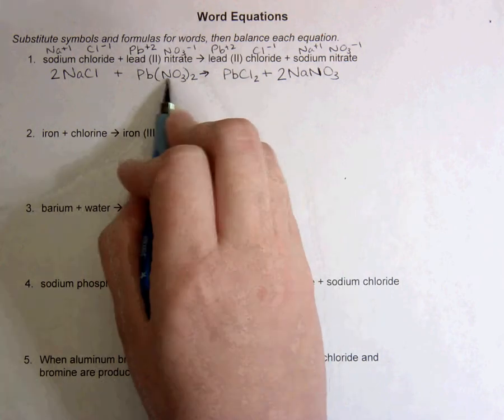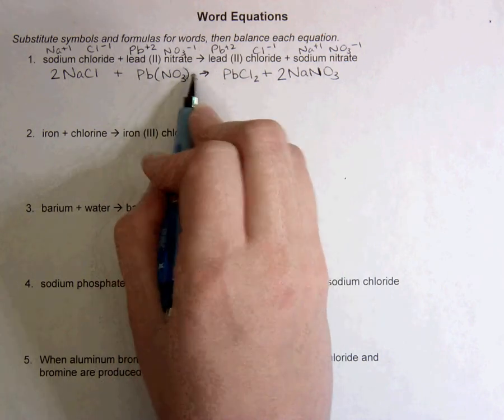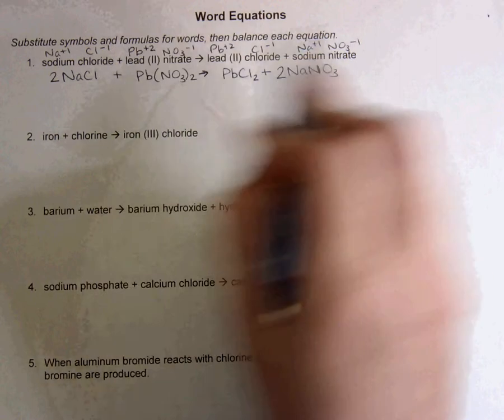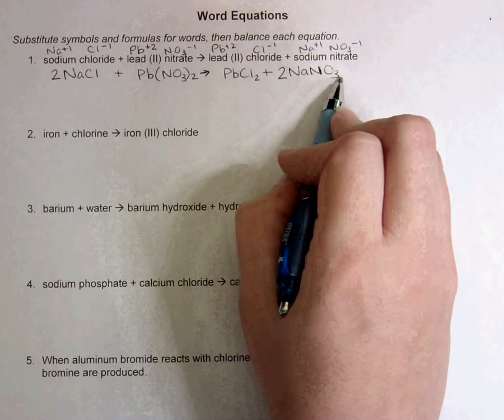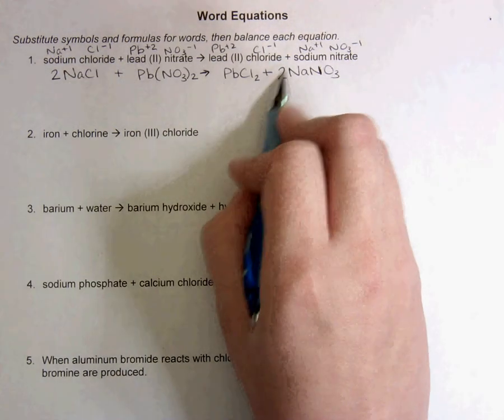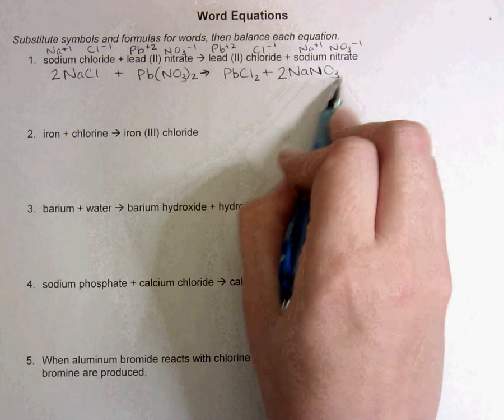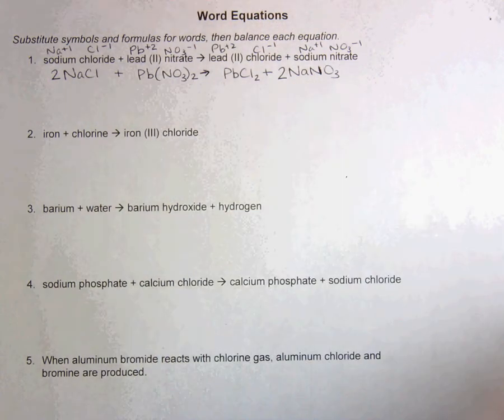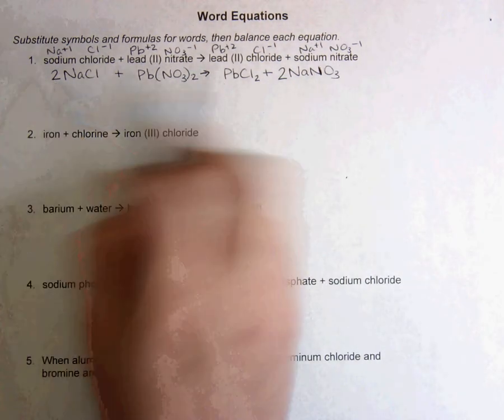I have 2 NO3s now on the left-hand side because it's in parentheses with this 2 here. And I look on this side, I see NO3 here. Well, look at that. I just put a 2 in front. So I have 2 NO3s on the right. So this is now balanced. So I put a 2 in front of NaCl and a 2 here.